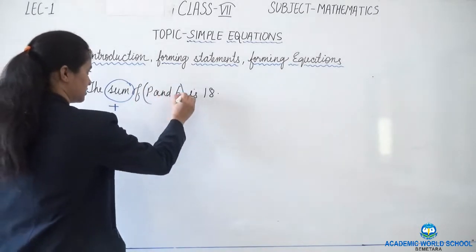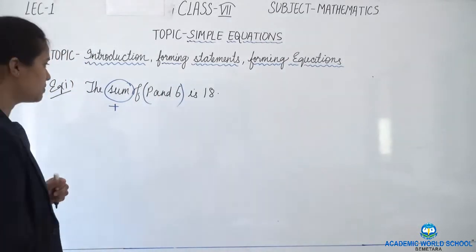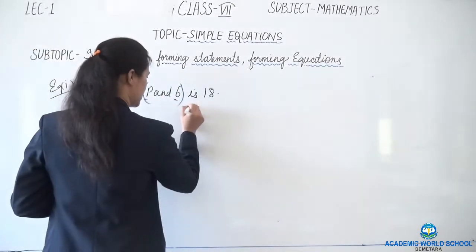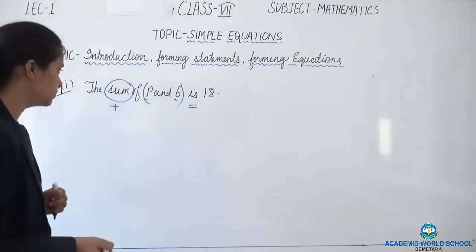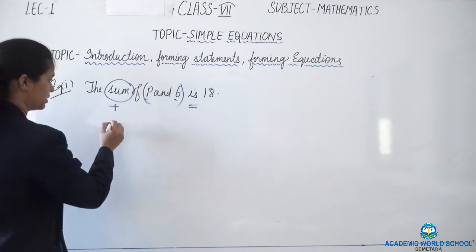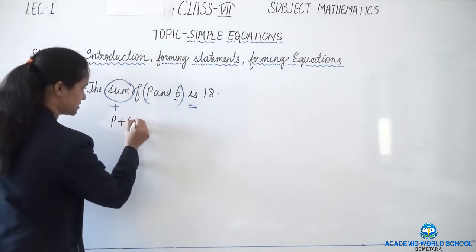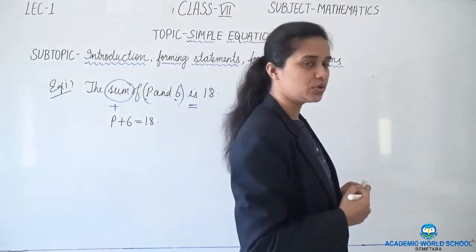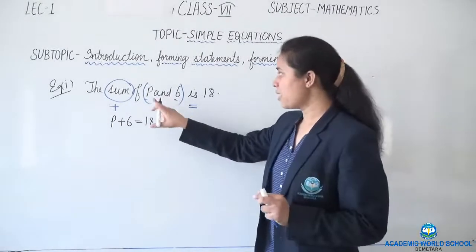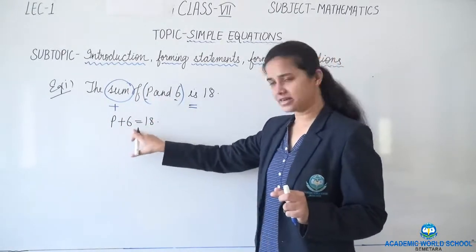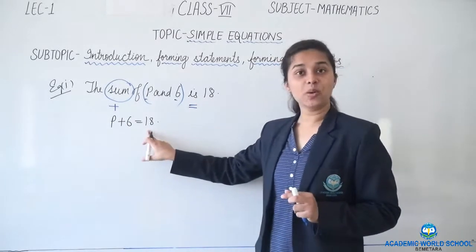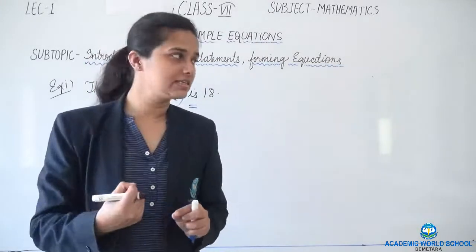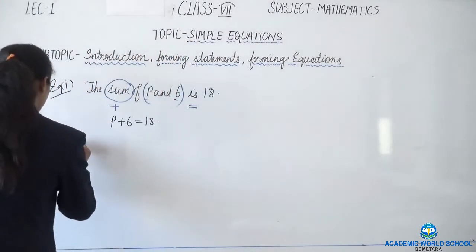Of these two, we have to form the sum of P and 6. Now here we have is. Is means equal to over here. So if I form the equation, how will it be formed? P plus 6 equals 18. This is the way we will form an equation from any given statement. Considering one more example.